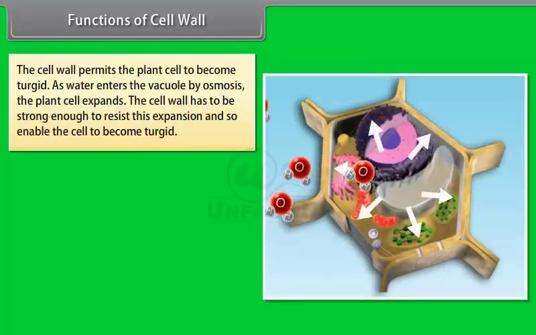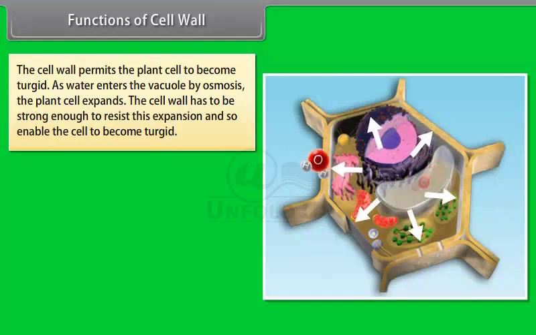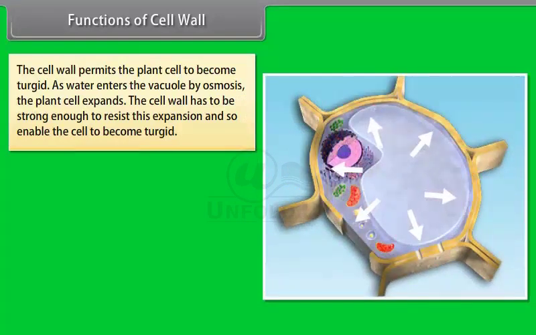The cell wall permits the plant cell to become turgid. As water enters the vacuole by osmosis, the plant cell expands. The cell wall has to be strong enough to resist this expansion and so enable the cell to become turgid.